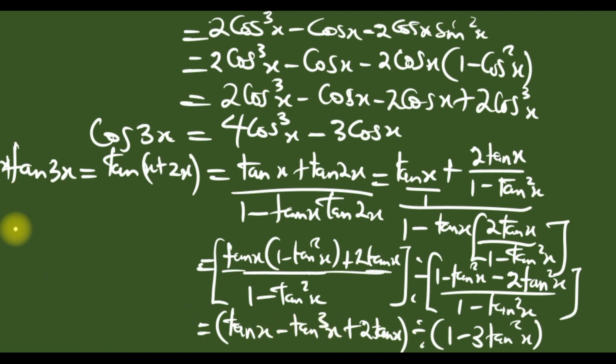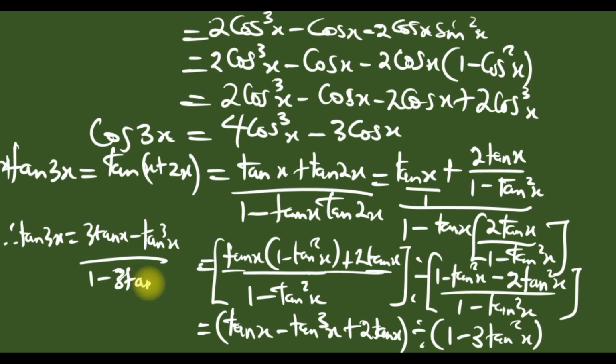So therefore this is equal to 3 tan x minus tan cube x over 1 minus 3 tan squared x. So this is our triple identity for tan. So let's use it and solve a question, or maybe 2 or 3 questions.